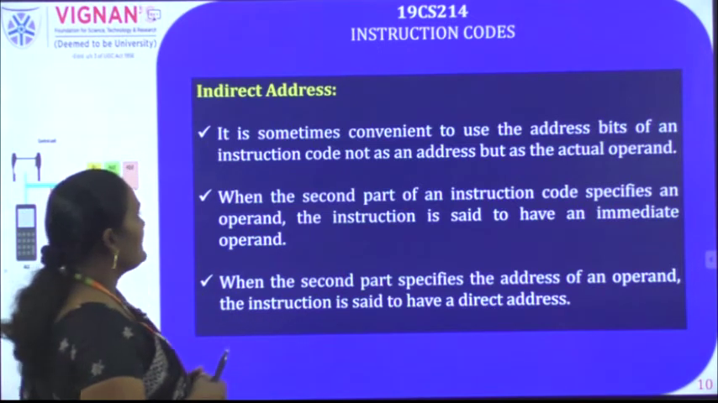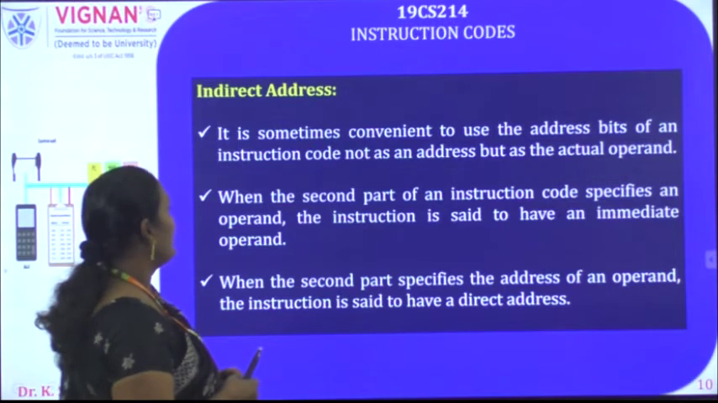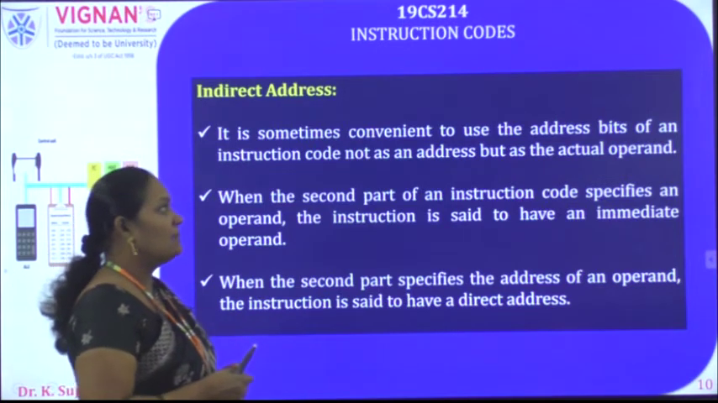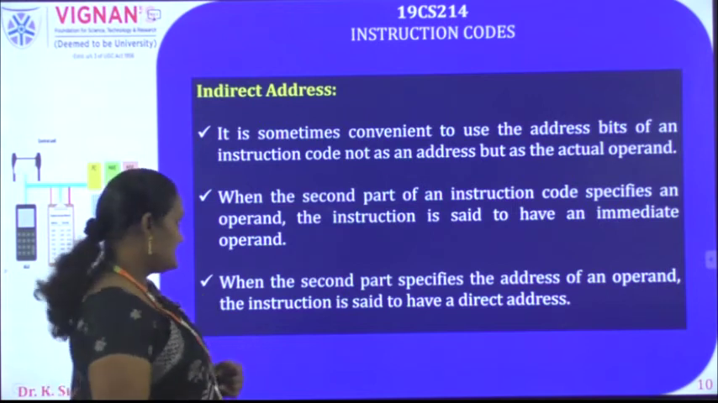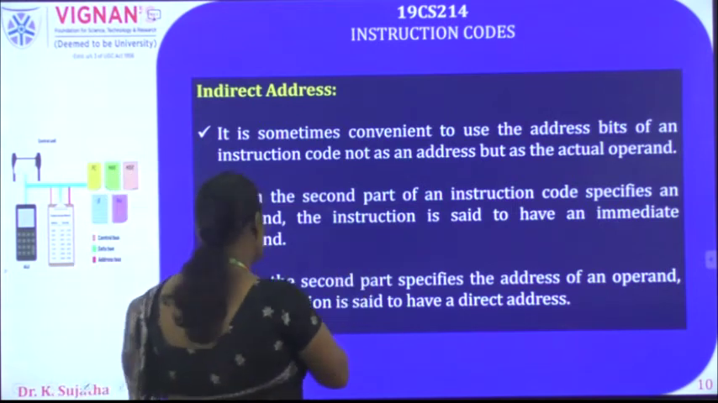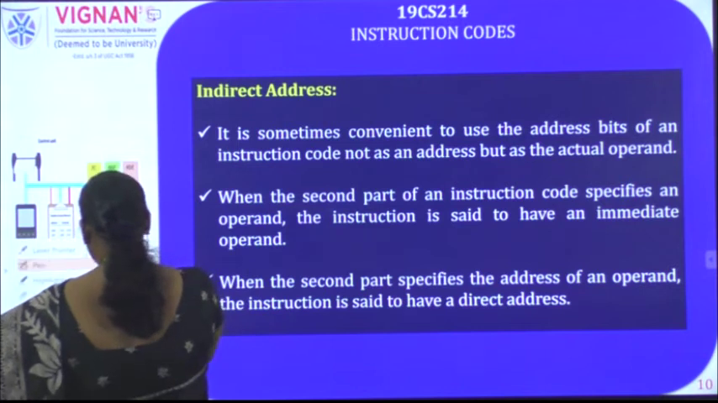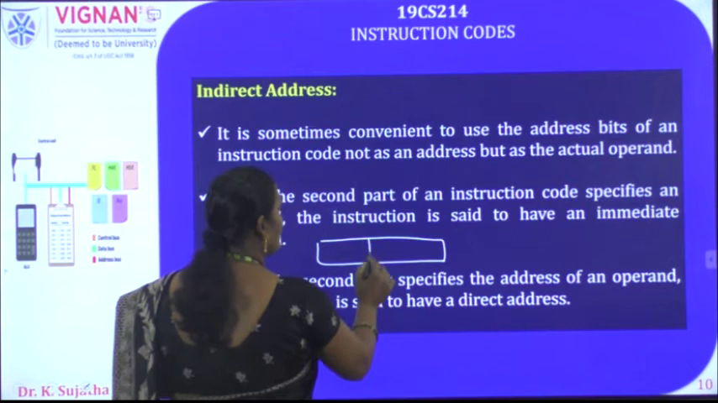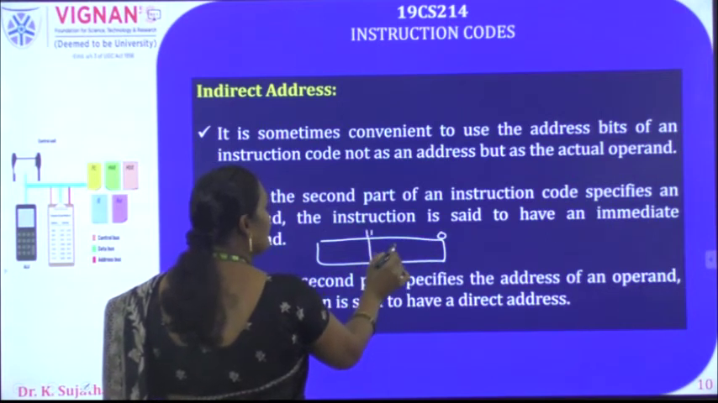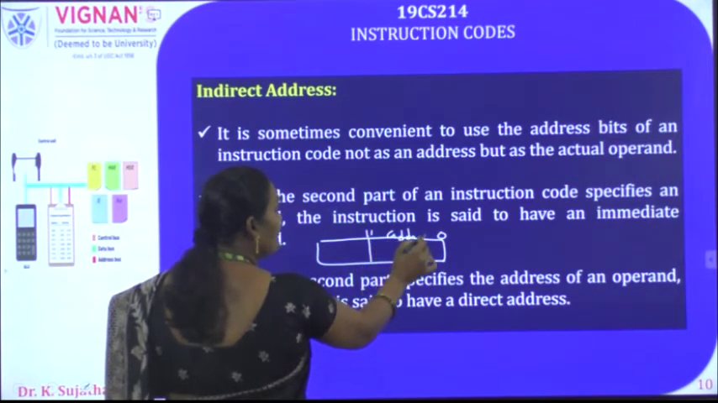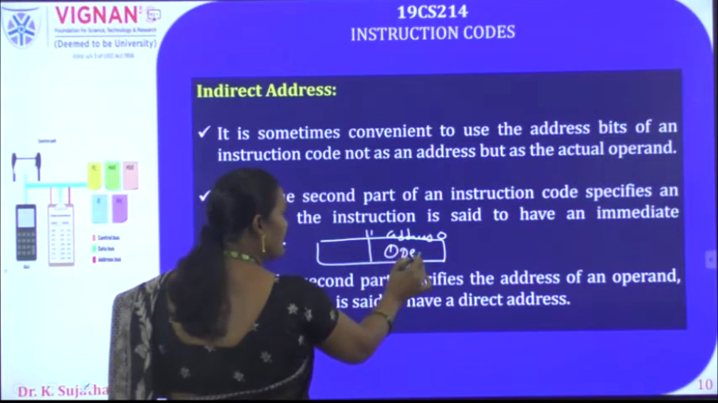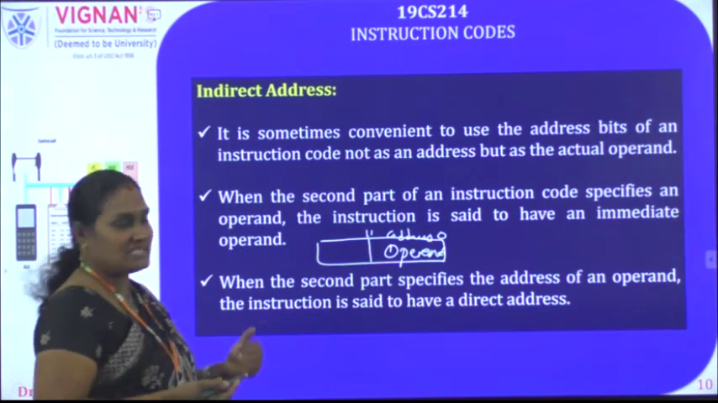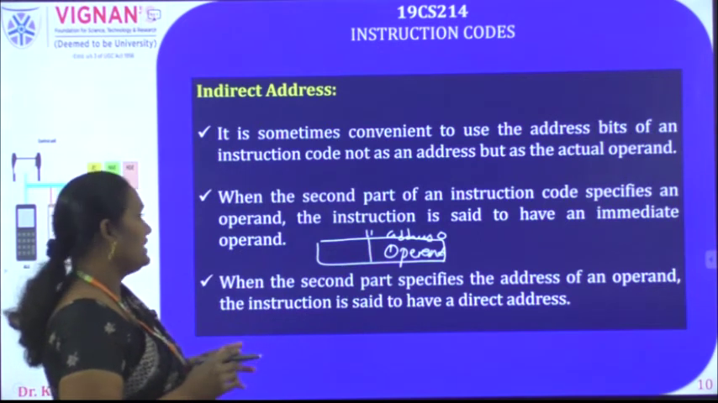Now, it is sometimes convenient to use the address bits of an instruction code not as an address but as the actual operand. So in the instruction code, this part represents the address. Instead of an address, a direct operand can also be represented. Sometimes it is convenient to represent the operand in place of the address.